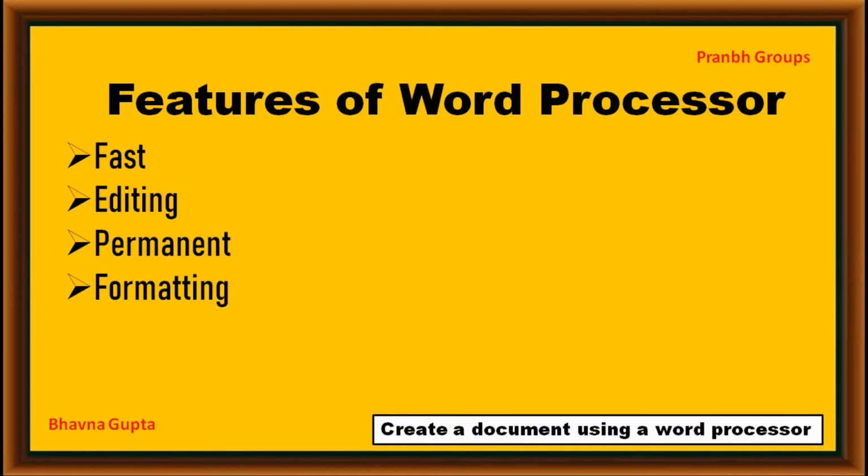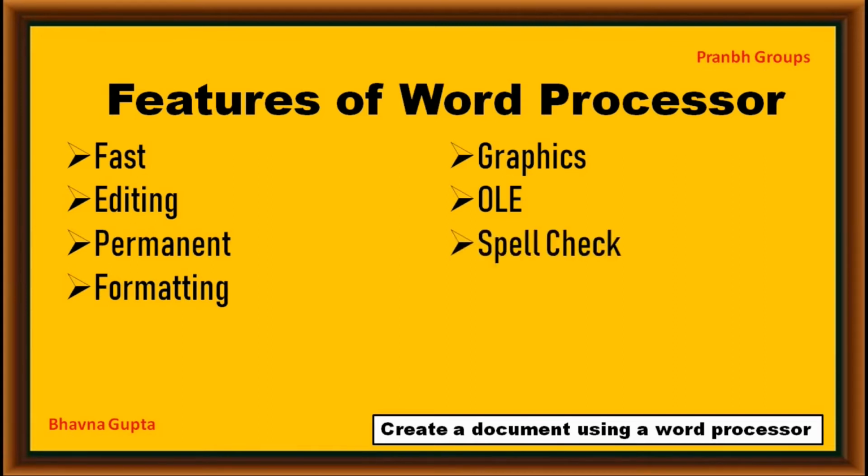Next feature, formatting. The typed text can be made to appear in any form or style: bold, italic, underline, different fonts, etc. And next one, graphics. Most modern word processors provide the facility of incorporating drawings in a document, which enhances their usefulness. And next one, OLE, meaning object linking and embedding. Most modern word processors provide facilities to link or embed objects in a document.